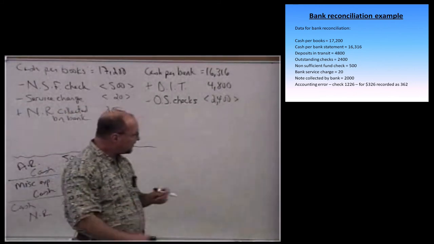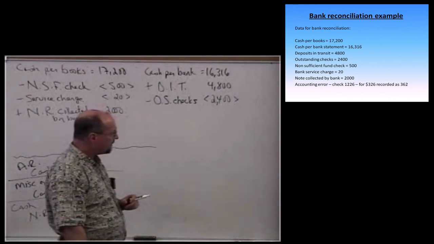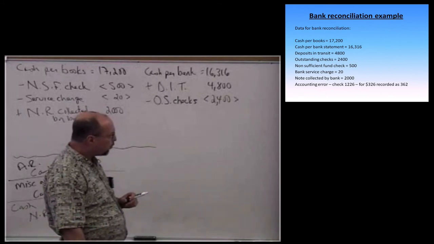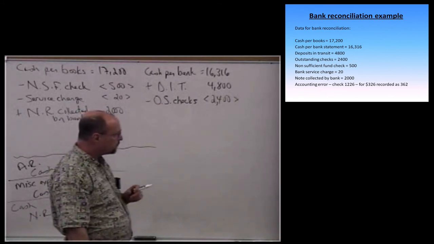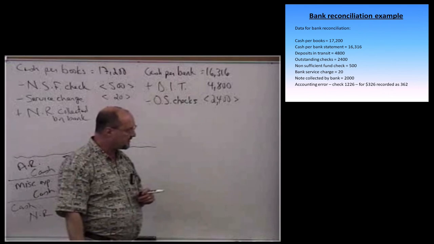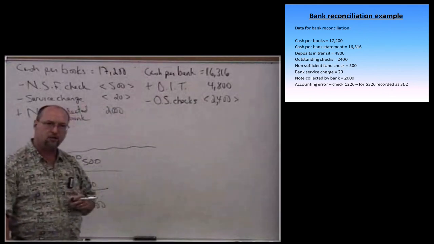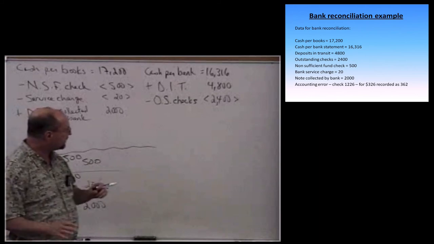Okay, and then the last one says accounting error, check 1226, which was recorded for $326, we recorded it as $362. So this requires a little bit of a discussion here.